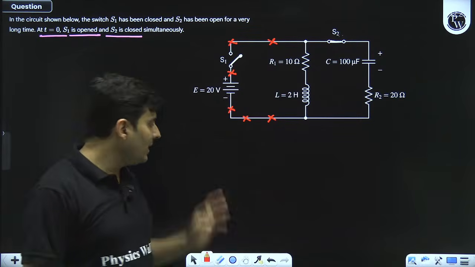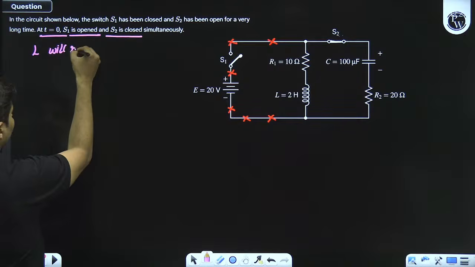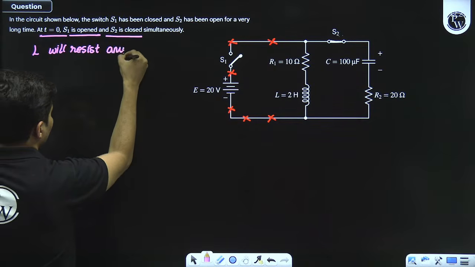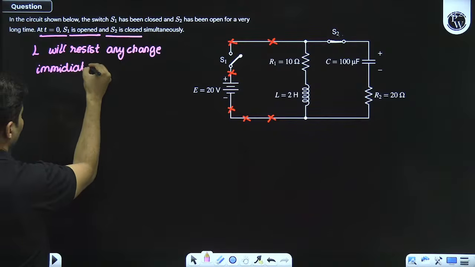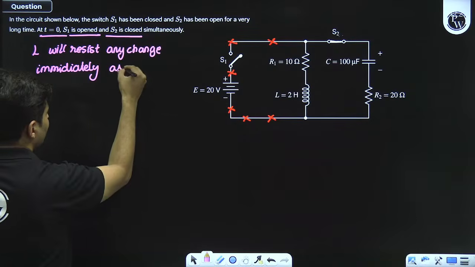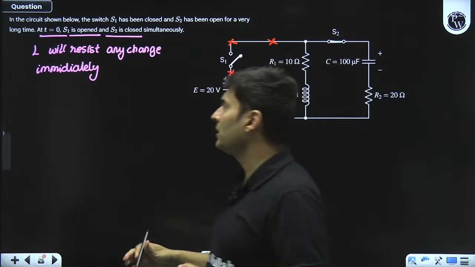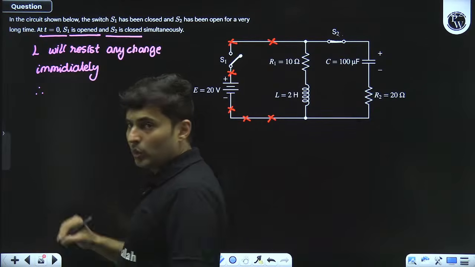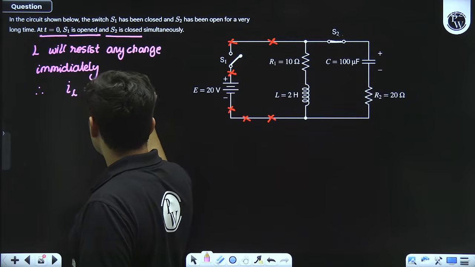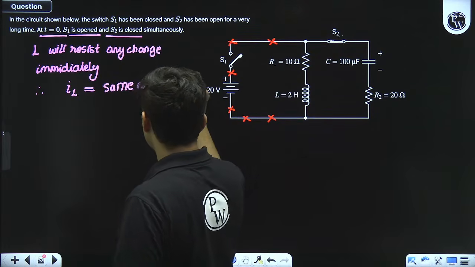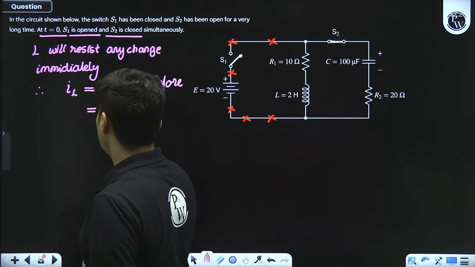So the point is, immediately after, the inductor will resist any change immediately, as it's an inertial property of the inductor, right? Inductor resists any kind of changes in the current. So therefore, just after you do this event, the current inside the inductor must be the same as before. And how much was the current inside the inductor before? It was basically 2 amperes. Hence, this should still be 2 amperes.